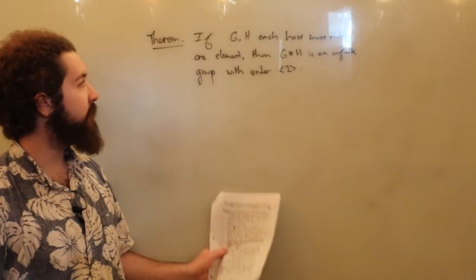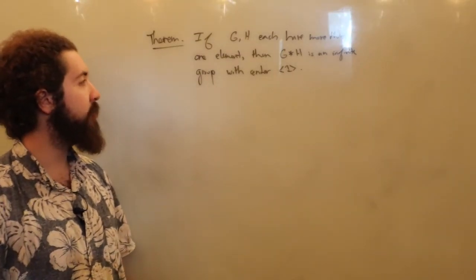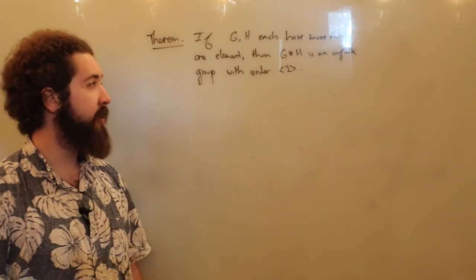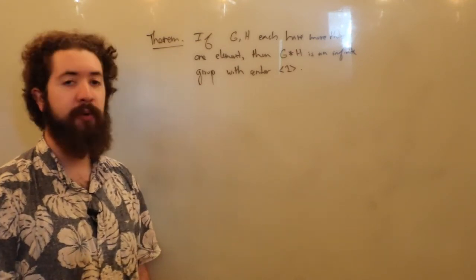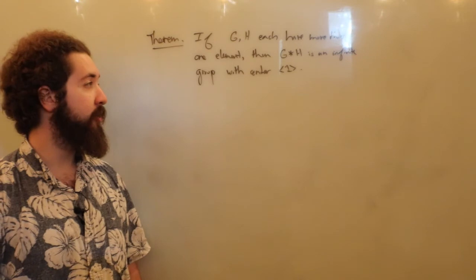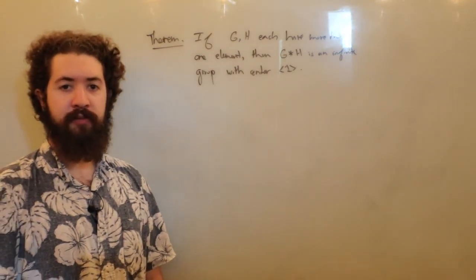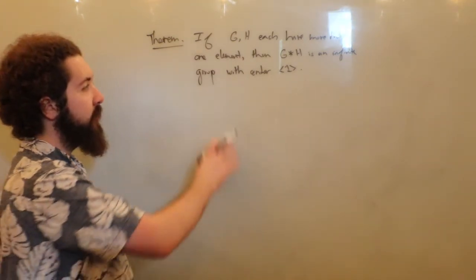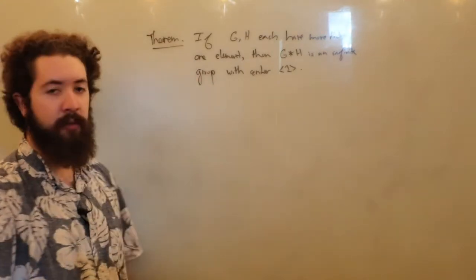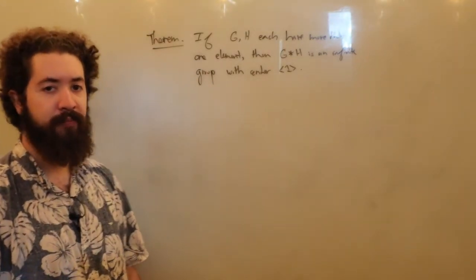Next theorem, so if G and H each have more than one element, then the free product G star H is an infinite group with center the trivial subgroup. Now, first of all, with this, why are we considering them to just have more than one element? What's special about the case where they have one element?